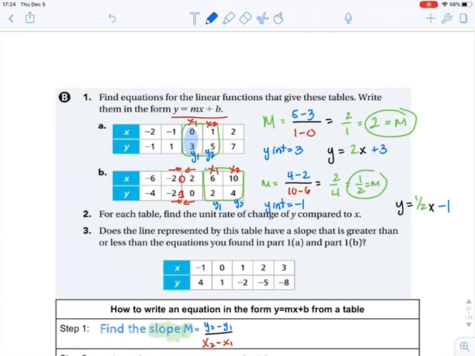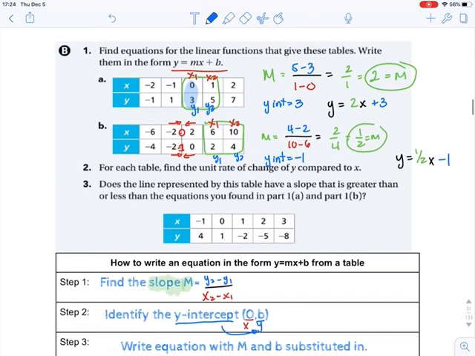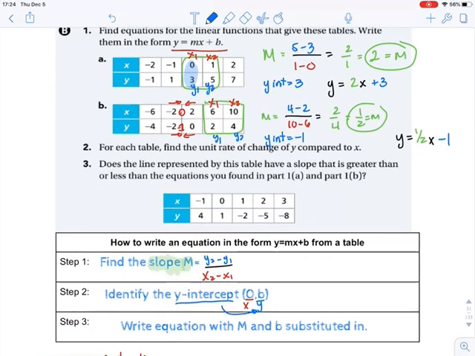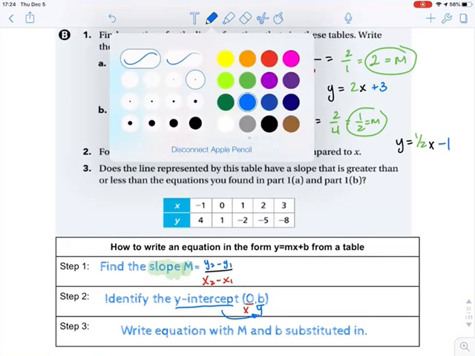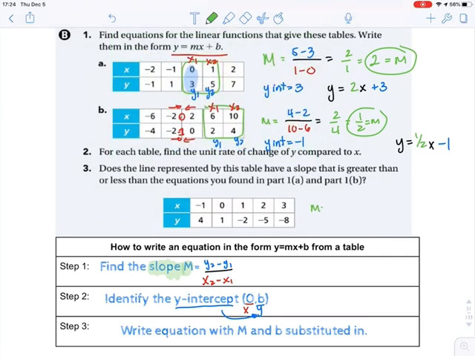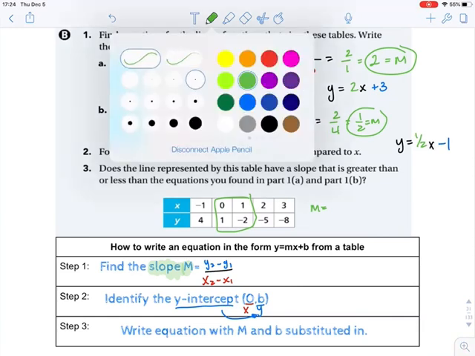Okay, for question number 3, it says, does the line represent the table have a slope that is greater or less than the equations found in part 1a or 1b? Well, this one's just asking us to find the slope. So let's do the slope again. M is equal to, and let's pick two numbers. I don't see anything that's particularly easy. Maybe just these two, because there's only one negative in that group.